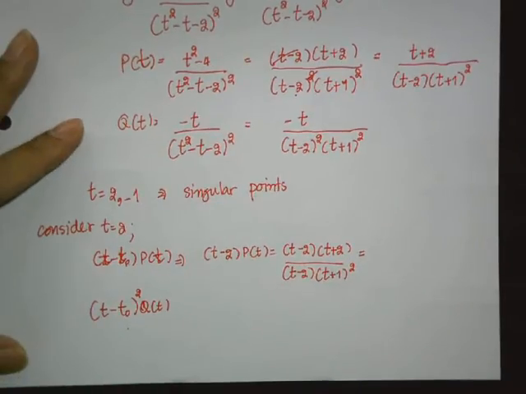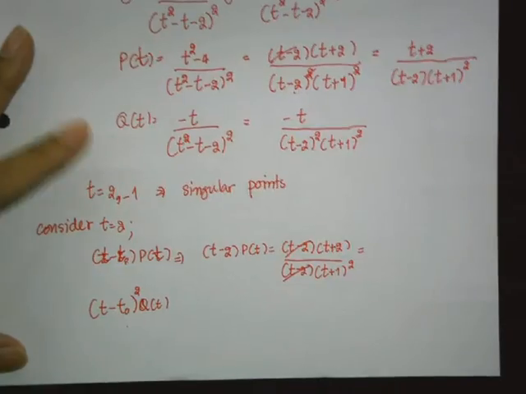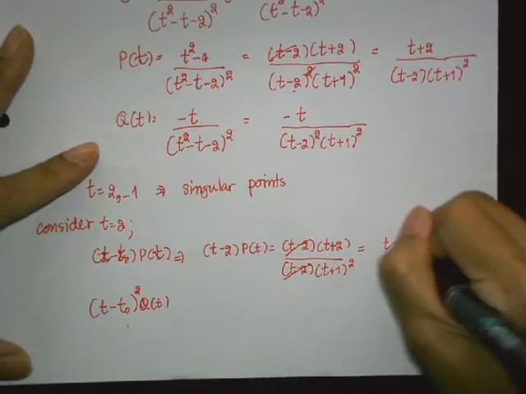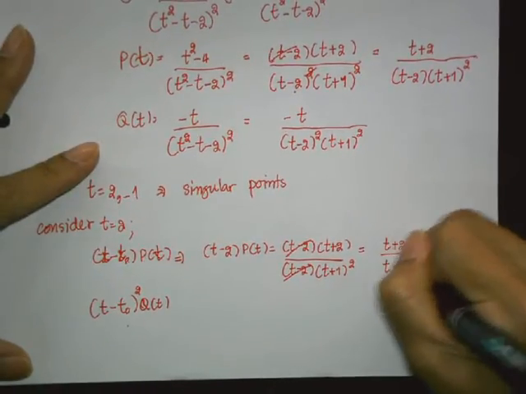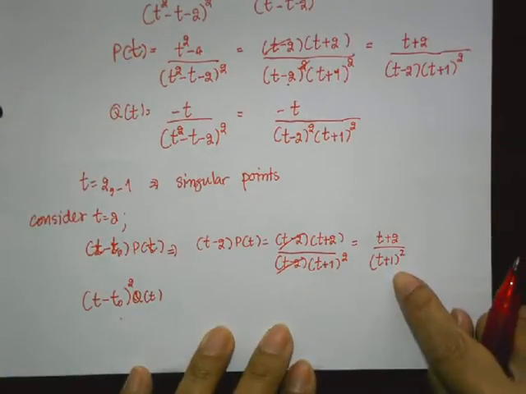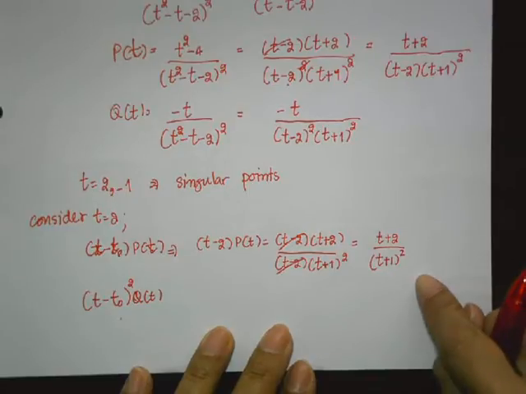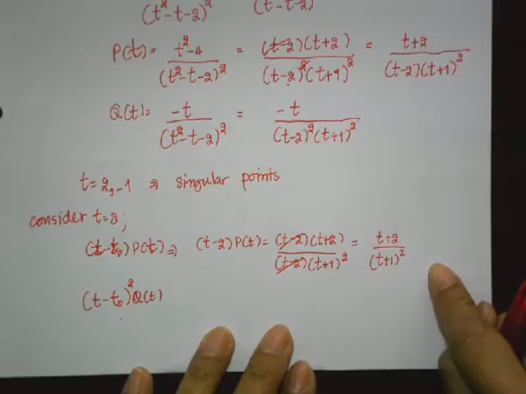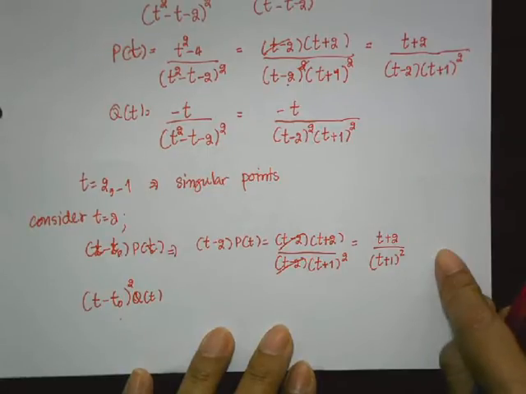So you have t minus 2 the same, you cut it out. So you get t plus 2 divided by t plus 1 squared. With this one, if you place t equal to 2 in there, can you find the value of this function? Yes, you can. So that means with the first criterion, it seems like t equal to 2 is a regular singular point. But we can't make a conclusion until we check the second term.